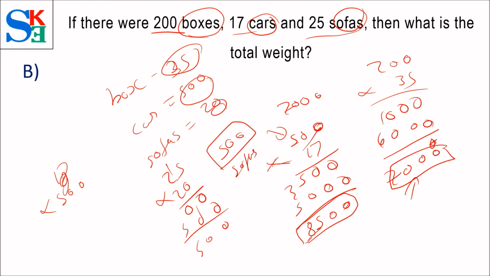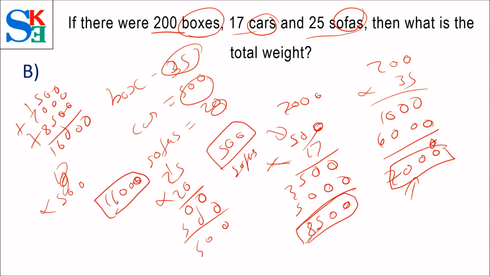Okay, so now all I need to do is 500 plus, what was it, 7,000 for boxes, and then plus, how many was it for cars? That was 8,500. 8,500 for cars. So 16,000 is my answer. Whew, 16,000 is my answer.